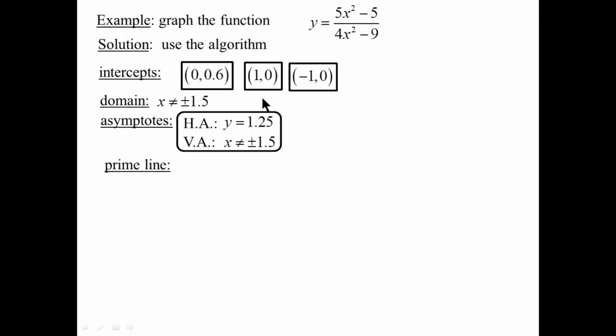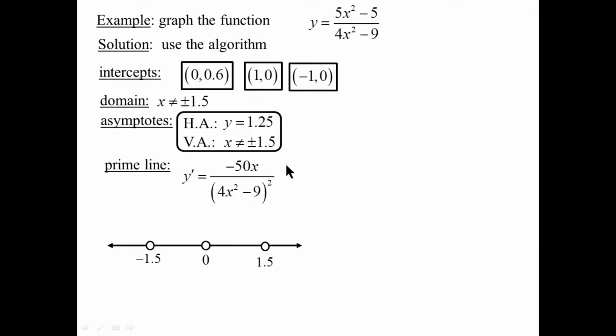Prime line, well, we have to differentiate. I've done it here, and I strongly recommend that you pause the video and do it yourself. Don't take my word for it. I can see there's a critical number when x equals 0, and I can see there's a restriction when x equals plus or minus 3/2. So 0 plus or minus 1.5, which is 3/2, goes on our prime line.